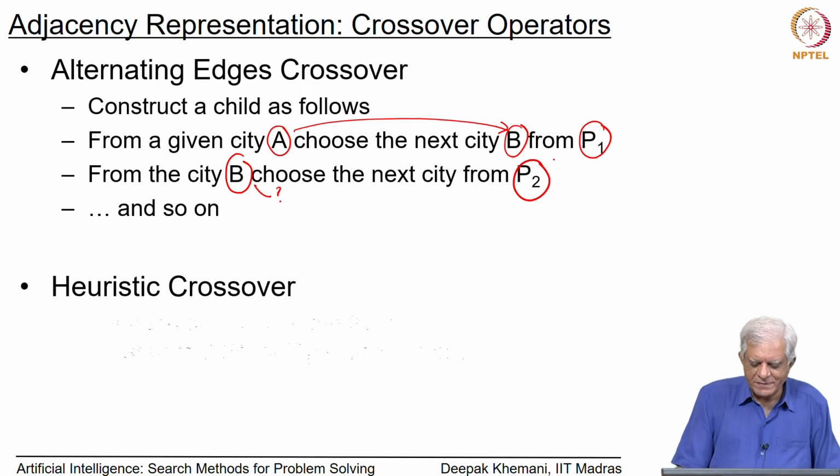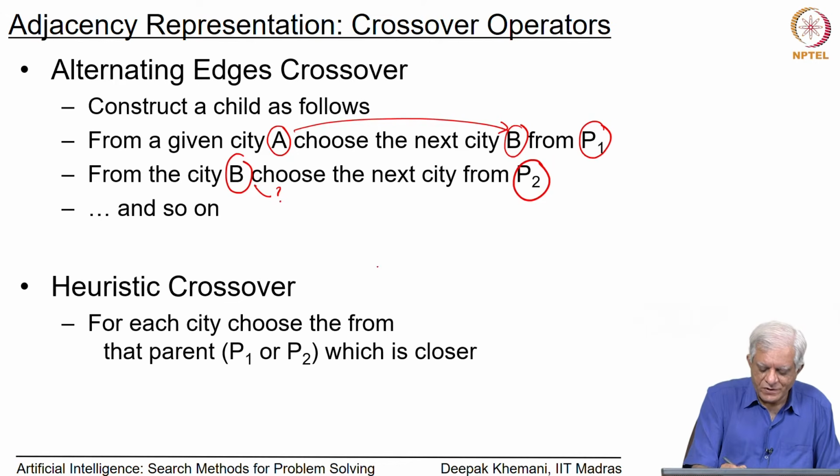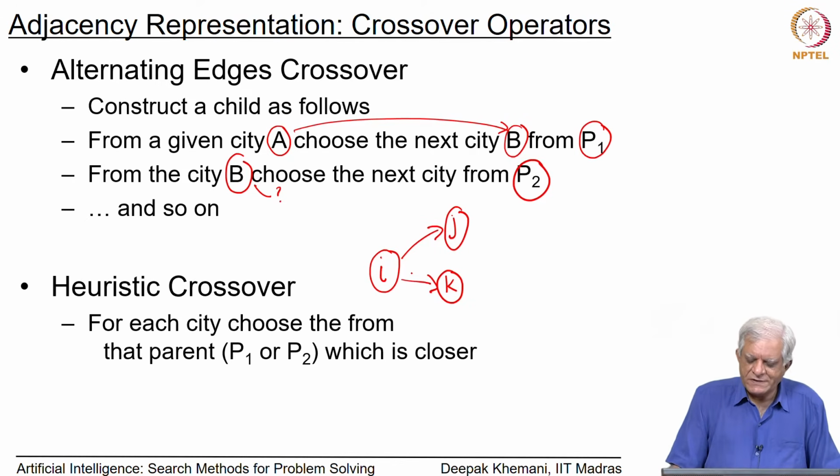Another crossover function which is similar in nature is that when you want to go from a given city to another city, you choose the option from the two parents which is closer. So, if you are at city I and parent 1 says that you go to city J and parent 2 says that you go to city K, which one should you go to? Heuristic crossover says that choose the shorter edge, and go to the city which is closer. In that sense we are trying to drive the algorithm towards shorter tours.